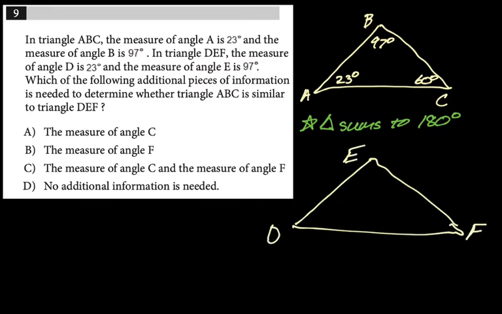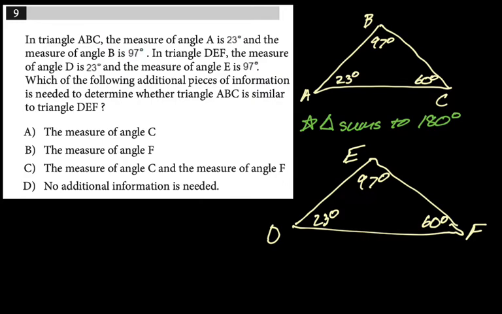I'm trying to orient them the same way at this point, right? D is 23, E is 97. So 23, 97, and again, we could get that this is 60. Which of the following additional pieces of information is needed to determine whether the triangle ABC is similar to triangle DEF? So similarity for triangles just requires that 2 of their angles be the same, and I'm going to write that down in a lot of detail pretty soon.